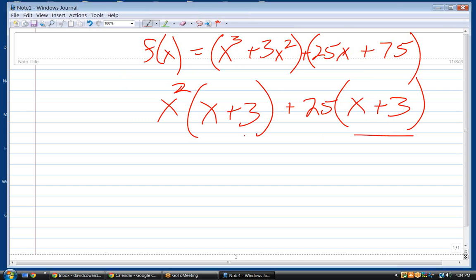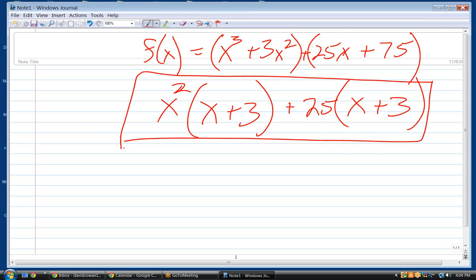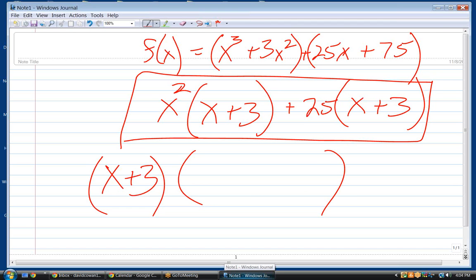Now, this may not look like much, but you can actually, what's the greatest common factor here of this expression? X plus 3. Yeah, binomial. Now, for most of your life, you've factored out only monomials. What's left behind when you factor out an x plus 3? X squared plus 25. Okay.